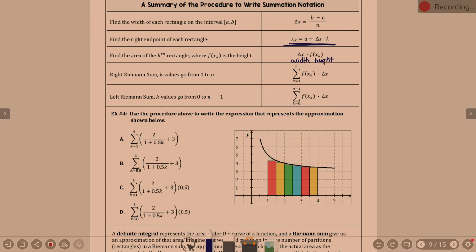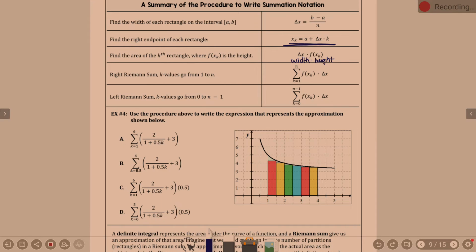With a right Riemann sum, your values will go from 1 to n. That's because with a right Riemann sum, like the one we just did, you'll always be looking at the right rectangle. So you wouldn't start at 0, you'd start at 1.